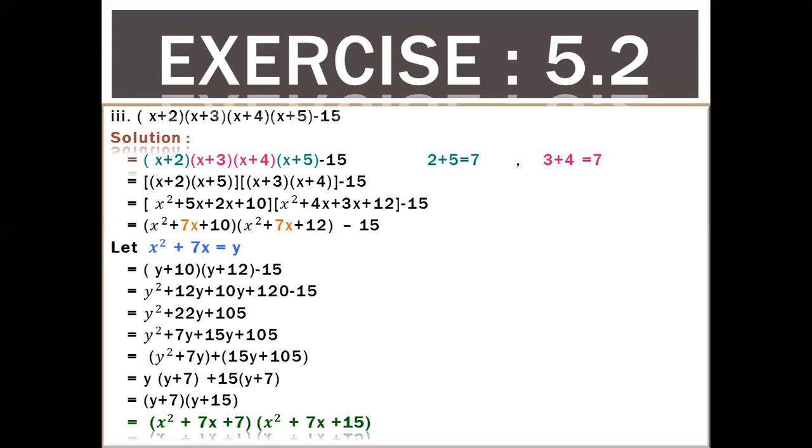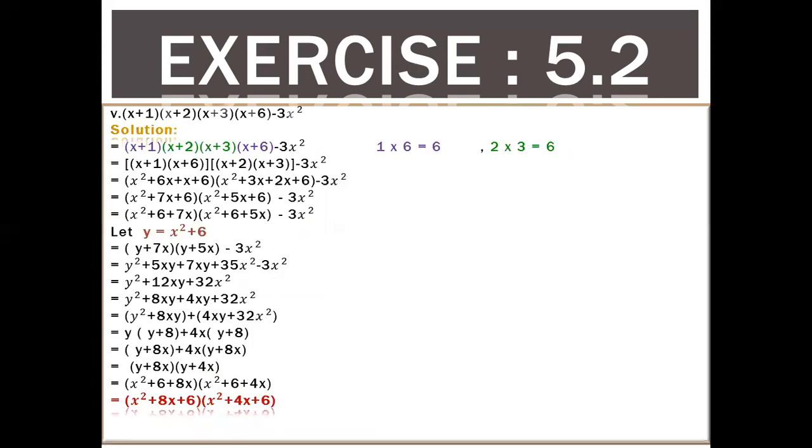Now we cannot split 7 and 15, because there are no possible factors. 7 has only one factor pair, 1 multiplied by 7, and when you add them, you get 8, and we have 7. So no need to factorize it further. X square plus 7x plus 7 and x square plus 7x plus 15 is our required answer.